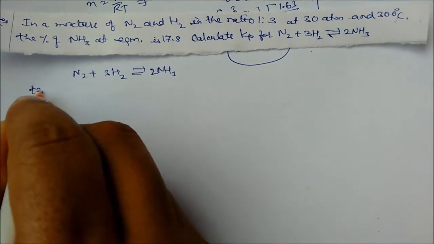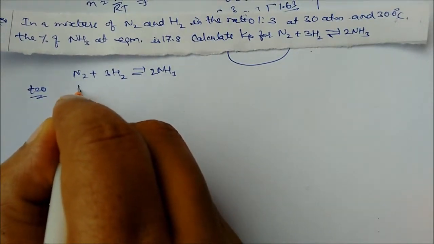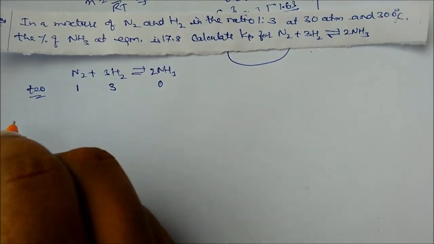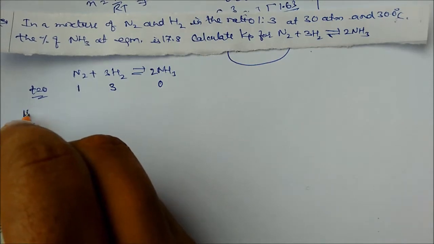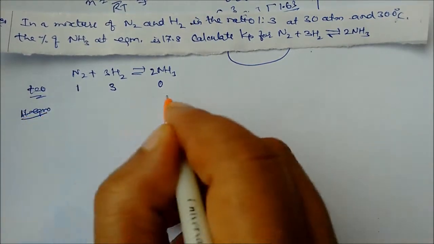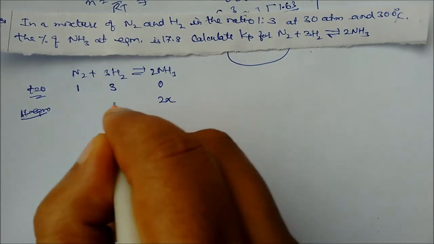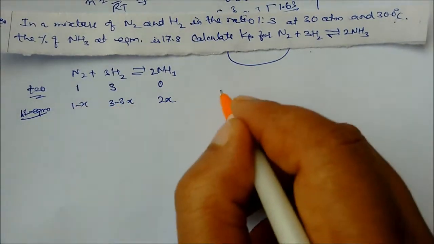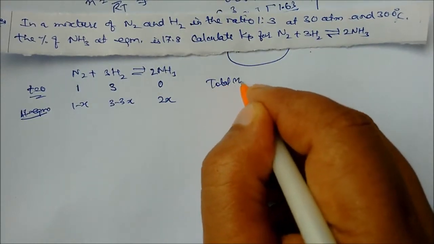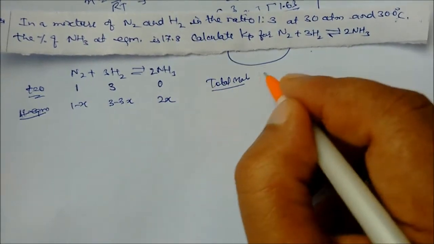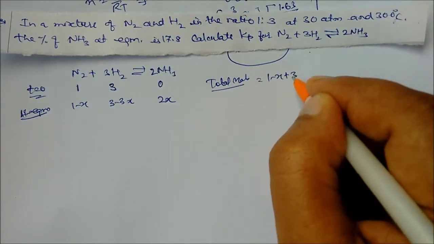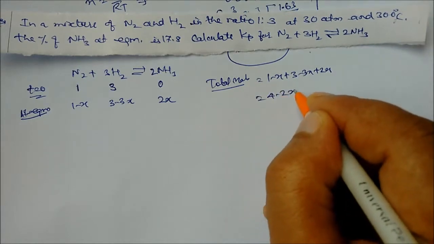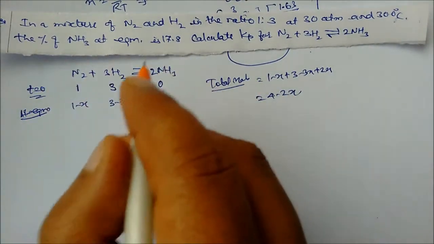At T equal to 0, how much will it be? Again they have given the ratio 1:3, right here 1:3, and this will be 0. So this is the initial ratio. At equilibrium, what will happen? This will be your 2x, definitely this will be your 3 minus 3x, and this will be your 1 minus x. So total moles will be how much? If you solve it, this is 1 minus x plus 3 minus 3x plus 2x. So you will get total 4 minus 2x.